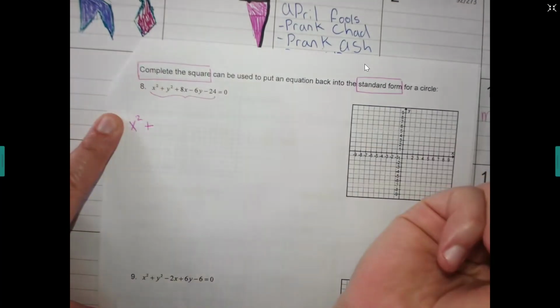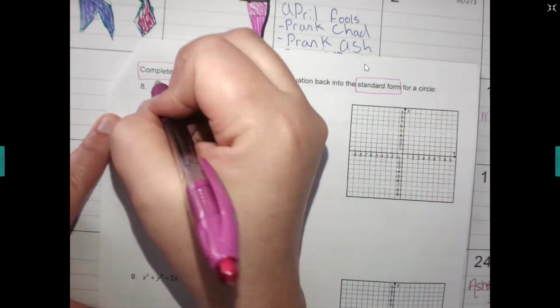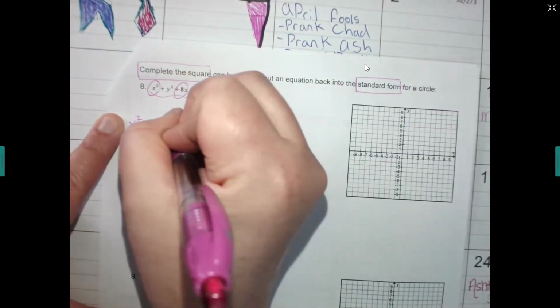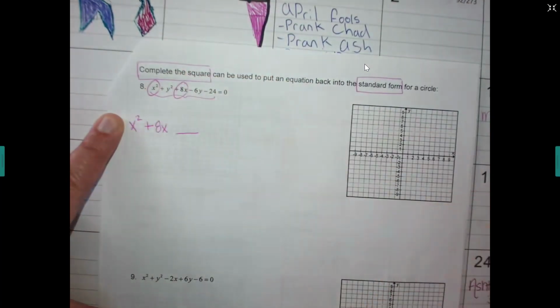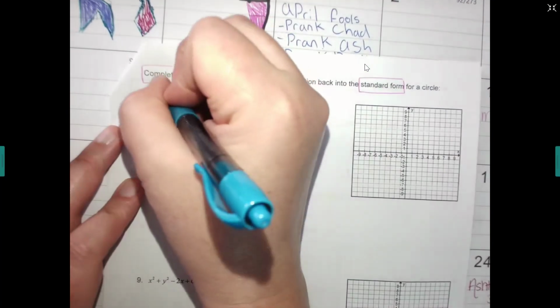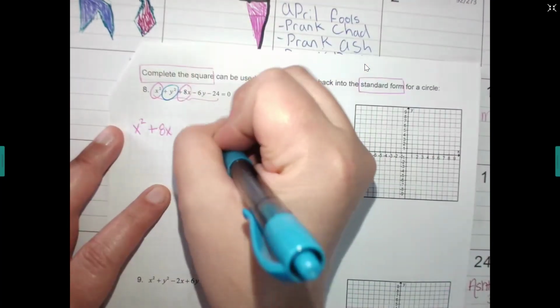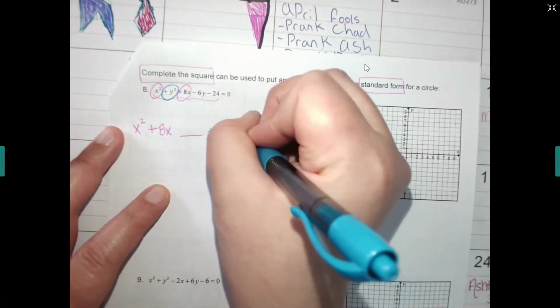So first thing you're going to do is organize your x's together and your y's together. So I see that I have an x squared. What's my next x term? The 8x. Then I want you to leave a blank. Now we're going to do our y terms. I have a y squared and a what? Minus 6y. Leave a blank.